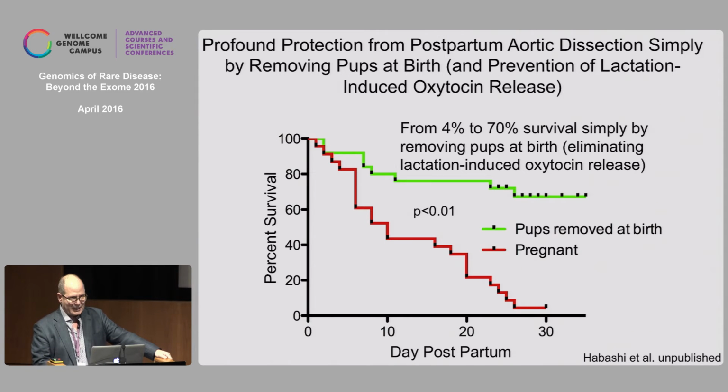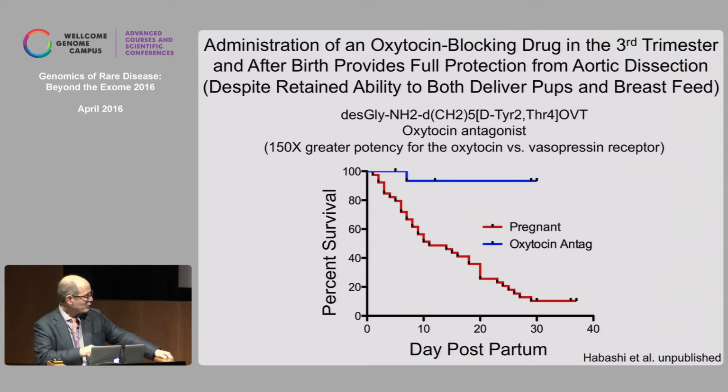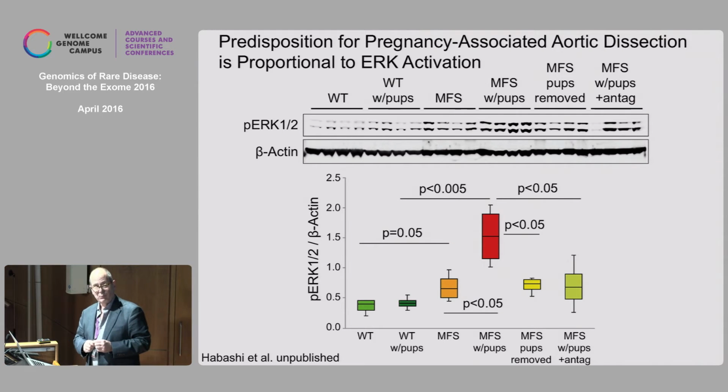pups. We next asked what would happen if we used a potent, again, very selective oxytocin receptor blocking agent. And this again transitioned survival from close to 0% up to around 100%. Now we found that the outcome in these mice correlated perfectly with the level of ERK activation in the aortic wall, which is elevated in Marfan syndrome, greatly exaggerated in Marfan mice that are allowed to become pregnant and to lactate, reduced back down to baseline levels by removing the pups, and also by use of the oxytocin receptor antagonist.